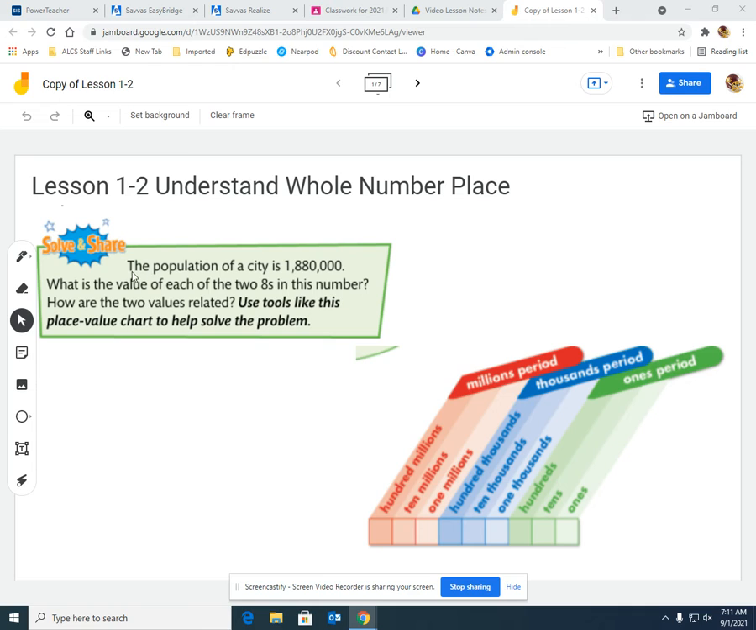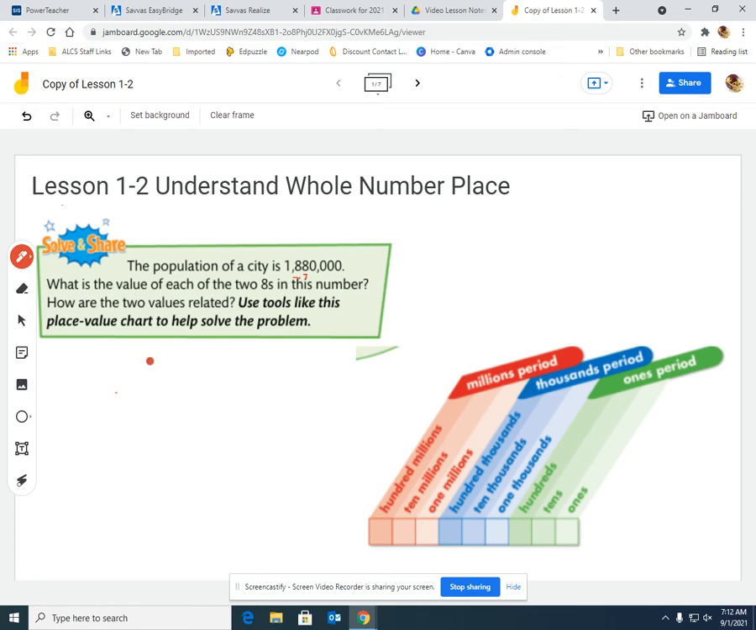So we got a solve and share today. The population of a city is 1,880,000. What is the value of each of the two eights in this number? So we are looking specifically at the value of that 8 and the value of that 8.